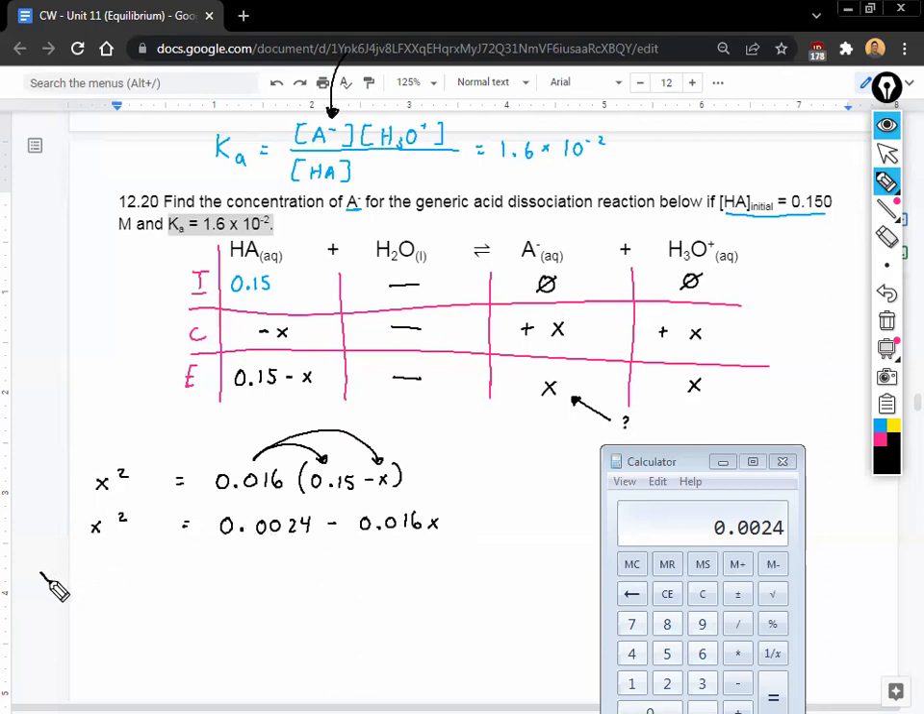Okay, let's move everything to the left side. So we're going to keep x squared on the left side. In order to move negative 0.016x, we have to add it, so it'd be plus 0.016x. And then we got to subtract this guy right here, it's minus 0.0024 equals 0. And there you go. You guys can see the quadratic, and we need to solve for x.